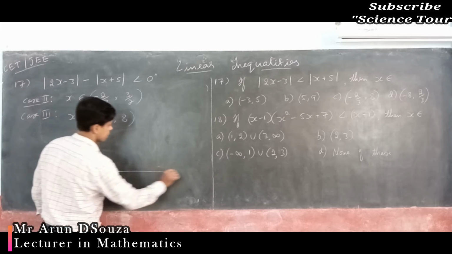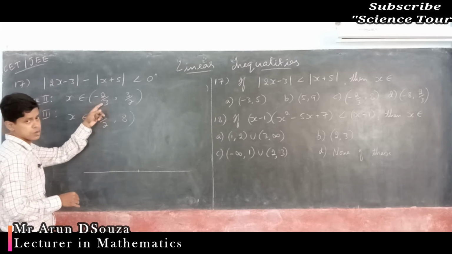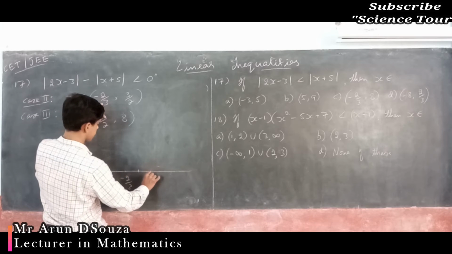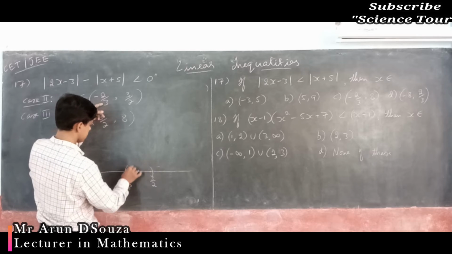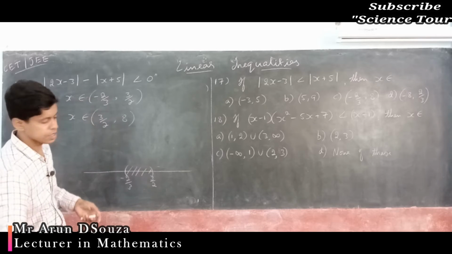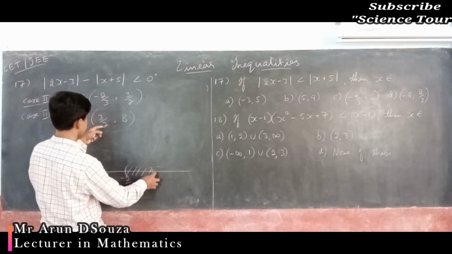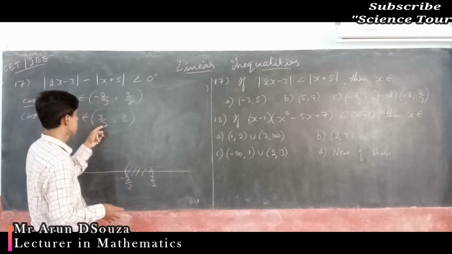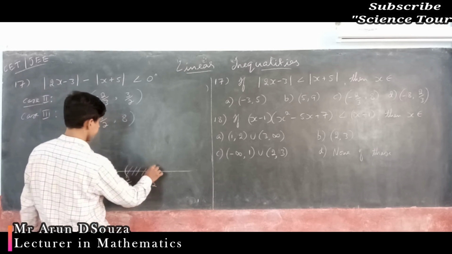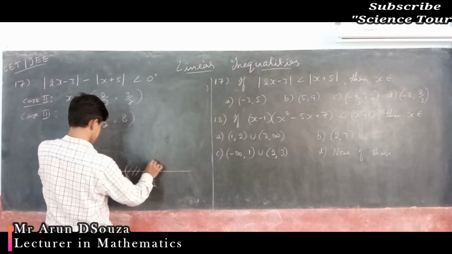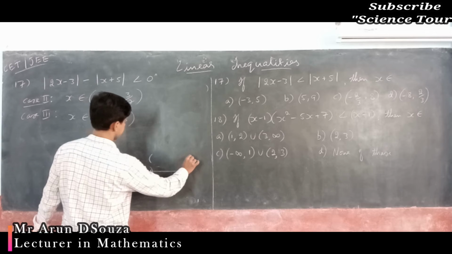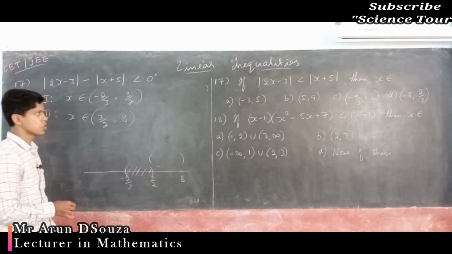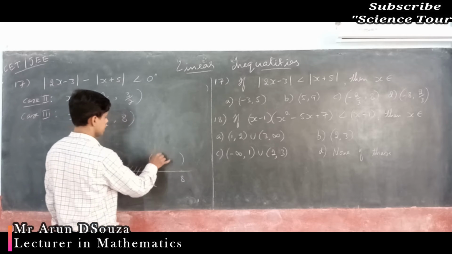So for that, we will have this. What is the first thing? Minus 2 by 3 till 3 by 2. So that is the first thing. And the second thing is 3 by 2 till 8. So 3 by 2 is included. So 3 by 2 till 8. So that is another region.